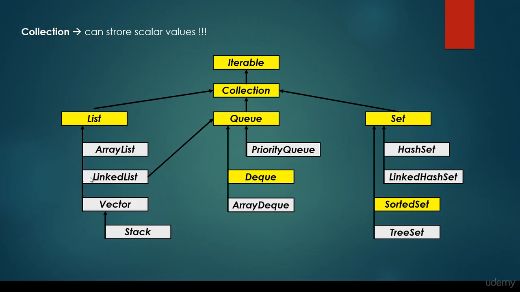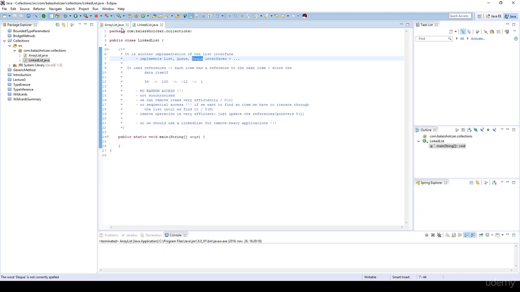And array lists, linked lists, and vectors are the implementations of the list interface. But what's very important is that linked list implements the queue interface as well. And because the queue interface extends the queue interface, that's why linked list implements the queue interface as well. And what's very important is that it uses references.